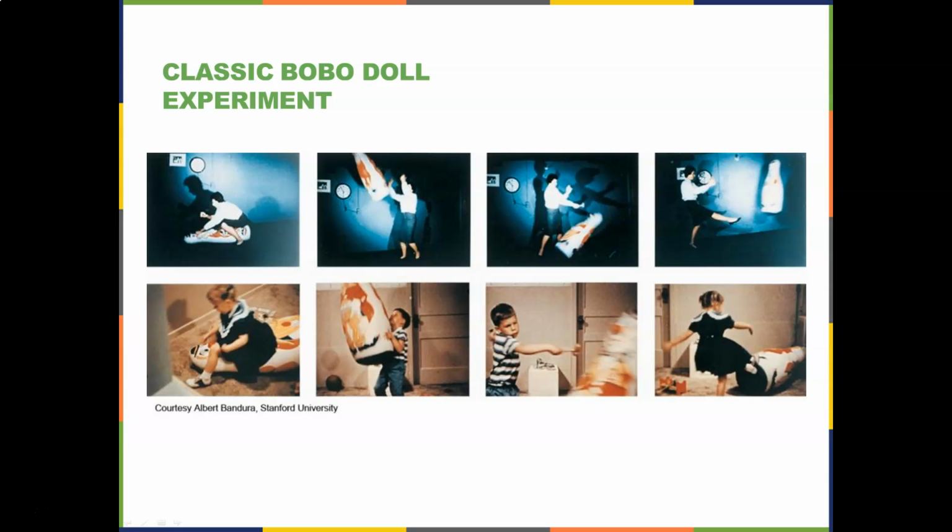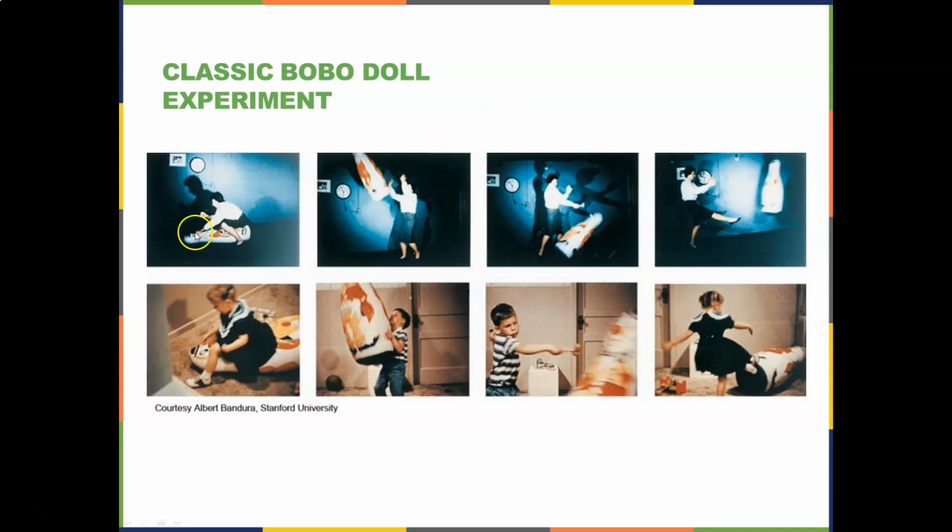Right here on the upper row, one of the researchers exhibited violent behavior toward this big doll, known as the Bobo doll. She would beat it, throw it, strike it with a hammer, and kick it, and in the other room, young children were observing this. So they were observationally engaged in watching this behavior.